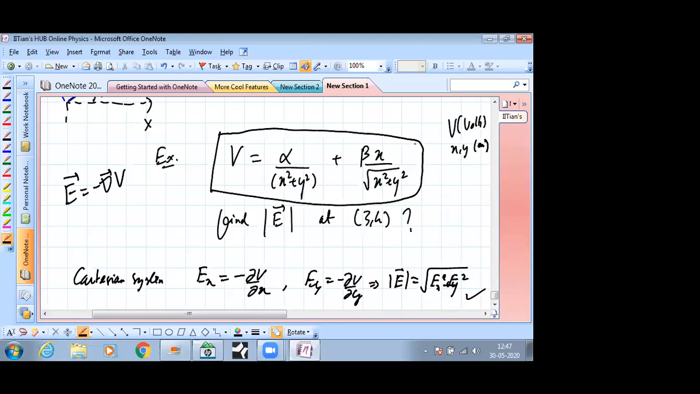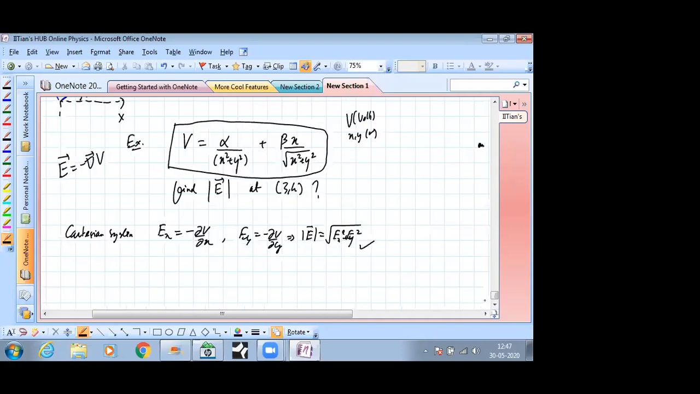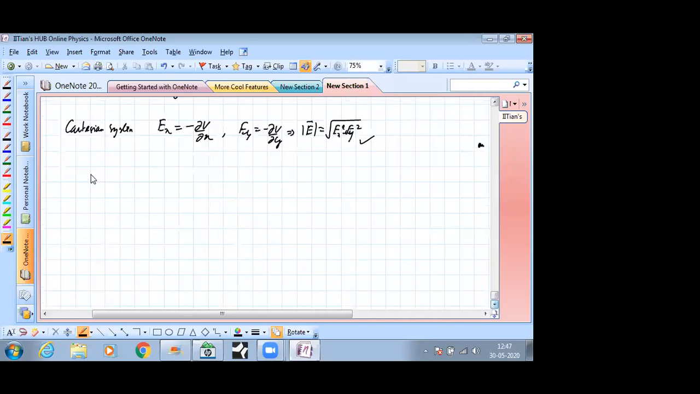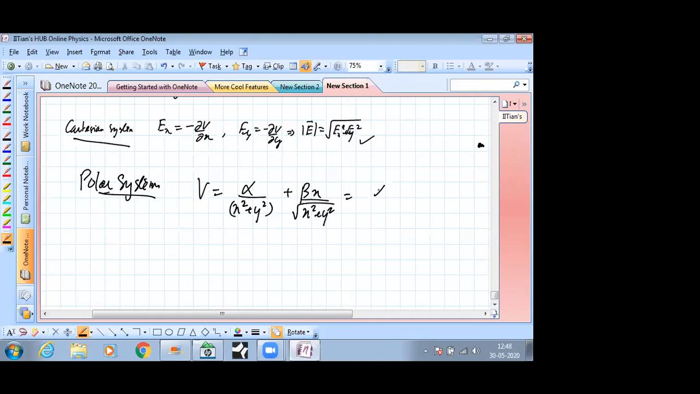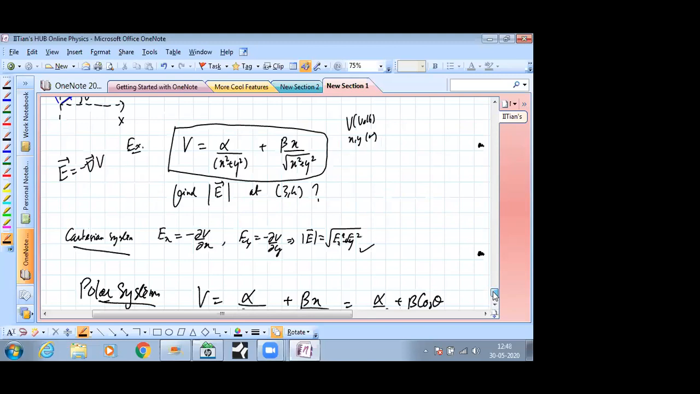This is solvable, but this is very lengthy, okay, because you have this relation between electric field and potential. But on the other hand, if you go with polar system, it becomes very simple. You can see that in polar system, the potential that you have written as alpha upon x square plus y square plus beta x upon square root of x square plus y square is just becoming alpha by r square plus beta cos theta. This becomes this function.